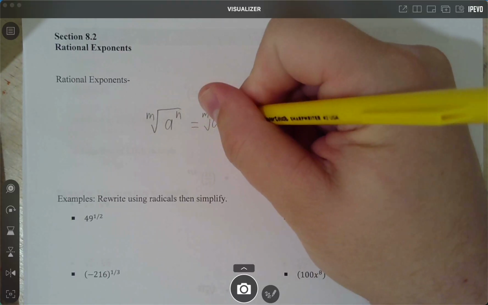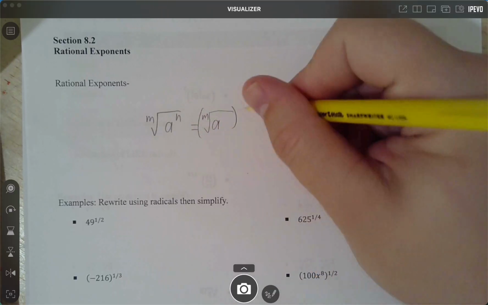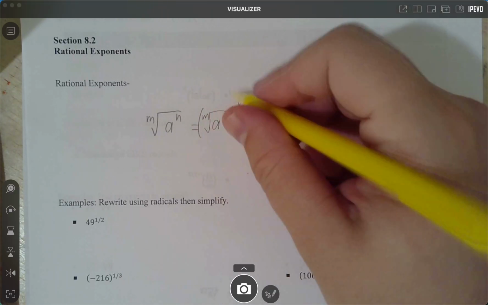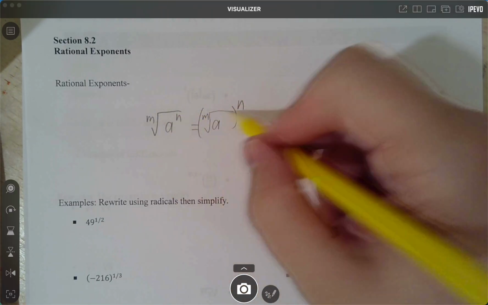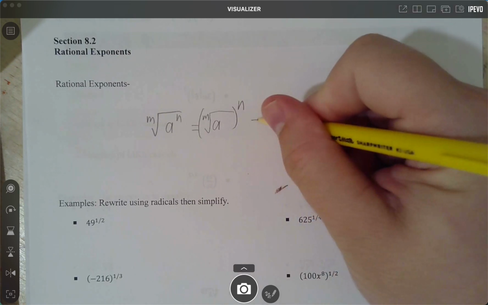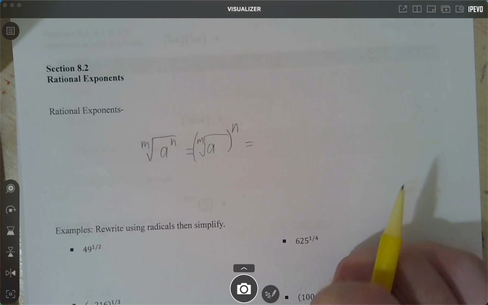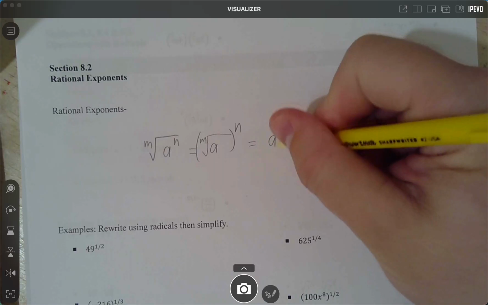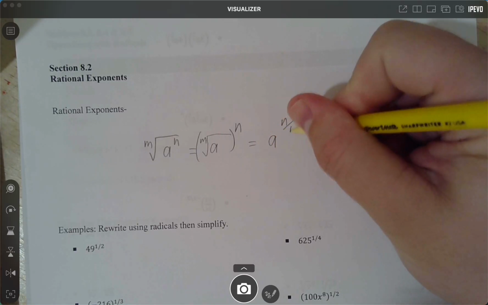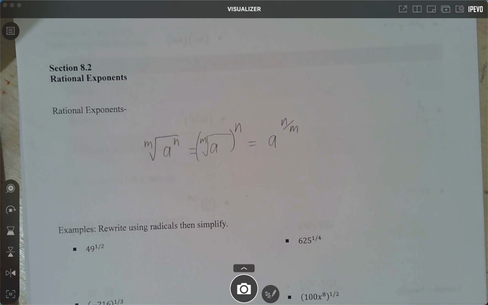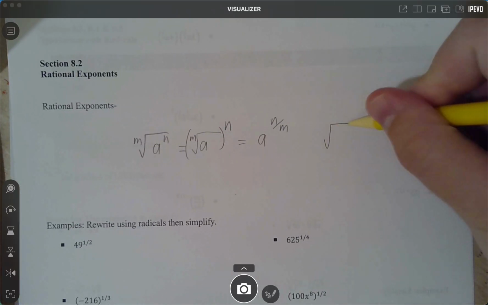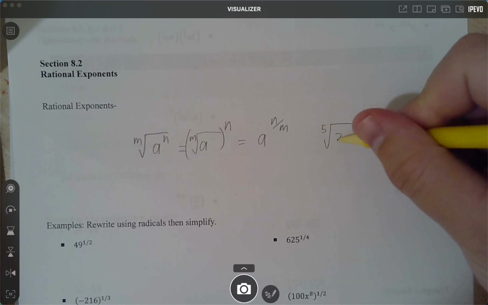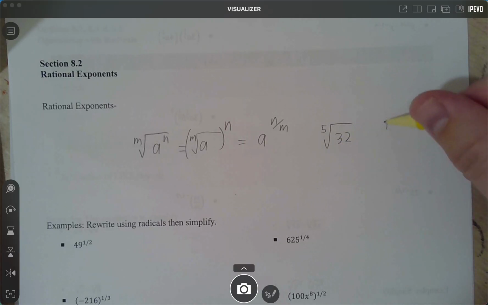Number one, you can reorder whether it's being raised or rooted, and those are both equivalent. But the big new idea is that this is the same as this. Now, this actually shouldn't be too surprising because when we have something like this, we're saying the fifth root.